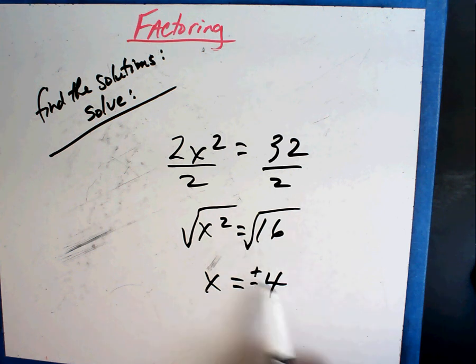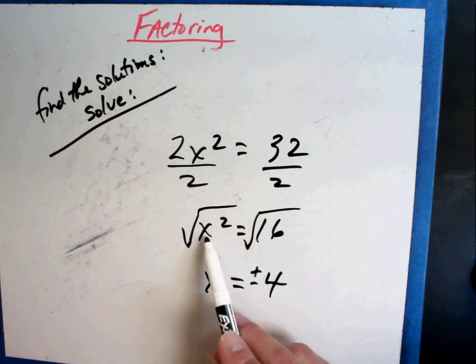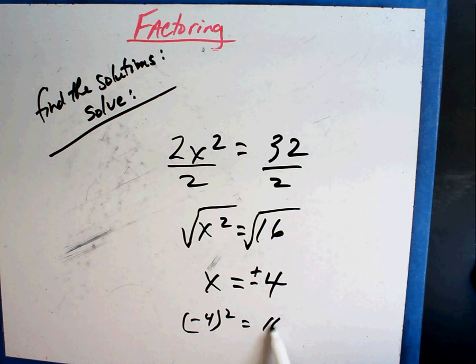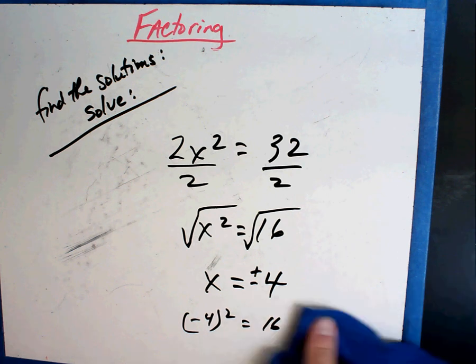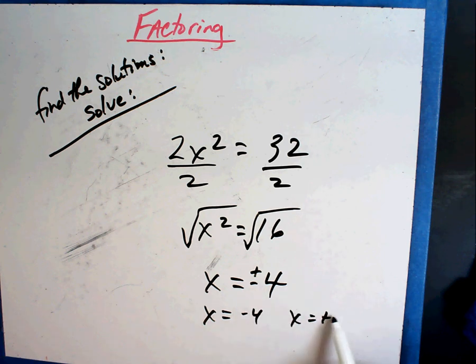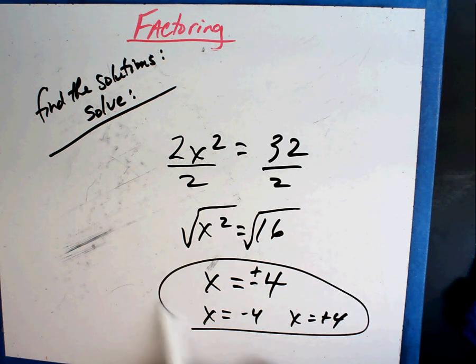So if I plug it right back here real quick, 4 squared is 16. What if I had minus 4 squared? That's still 16. So I actually still do have two solutions. It could be written like this, or x is minus 4, x is plus 4. Either way, those are my solutions. Okay?